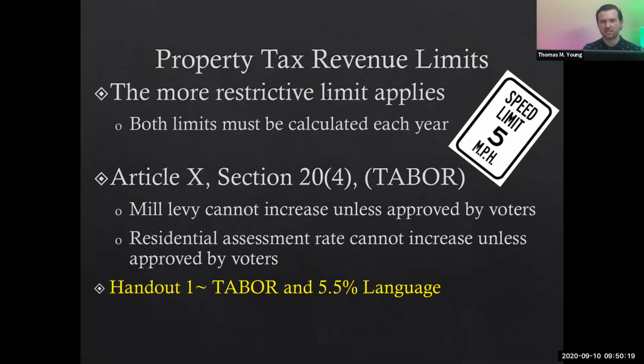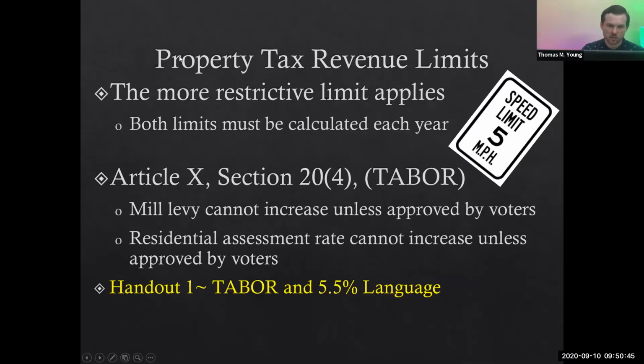They would have had to put it on the ballot for the entire state to either approve or disapprove of that residential assessment rate going up. And so it's never been asked. But if the legislature did want to raise it, they would have to go to a vote.